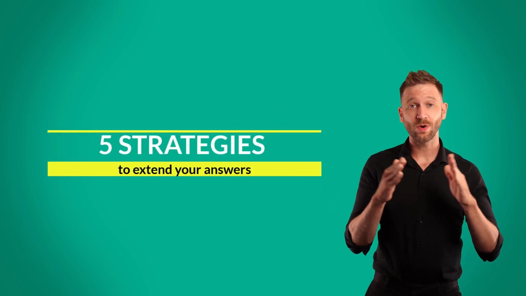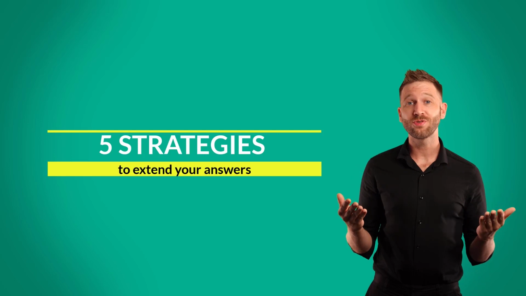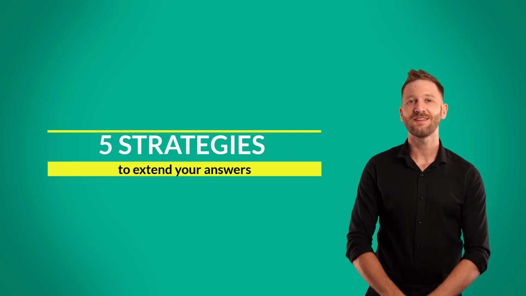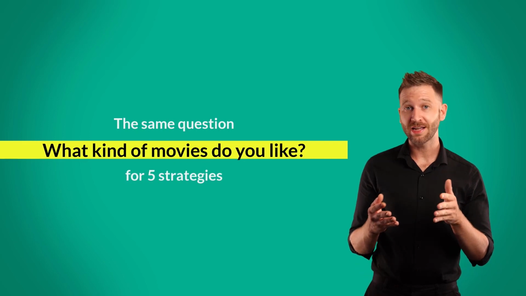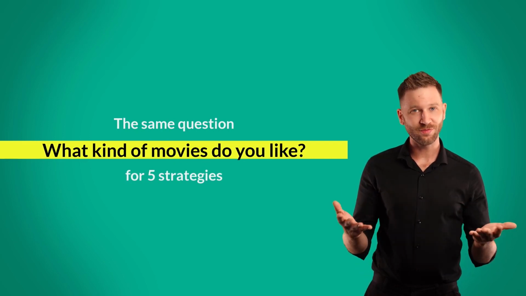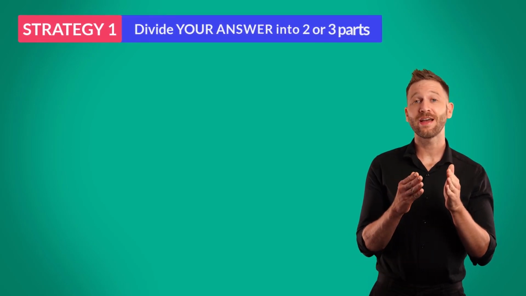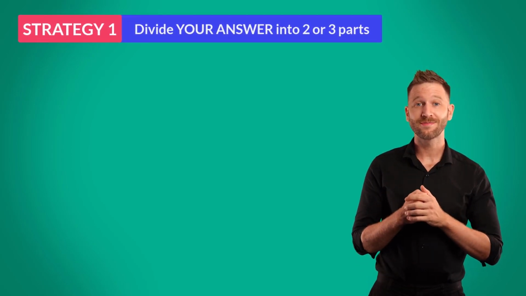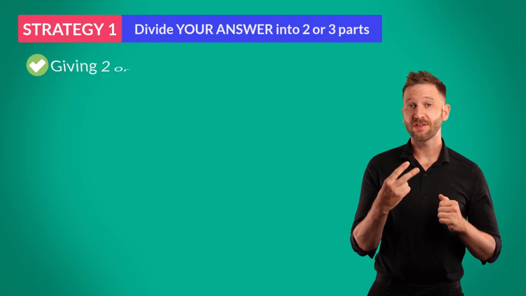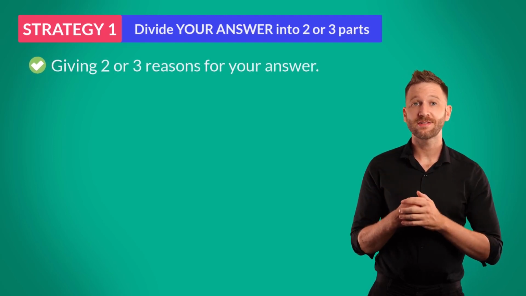Let me introduce to you 5 strategies to extend your answers so that you do not have difficulty giving extended answers. All 5 strategies that follow will be used to answer the question, what kind of movies do you like? Strategy 1. Divide your answer into 2 or 3 parts. This strategy involves giving 2 or 3 reasons for your answer.